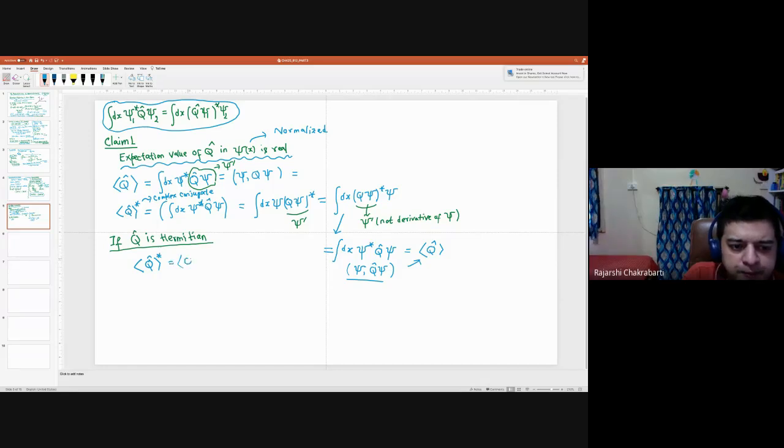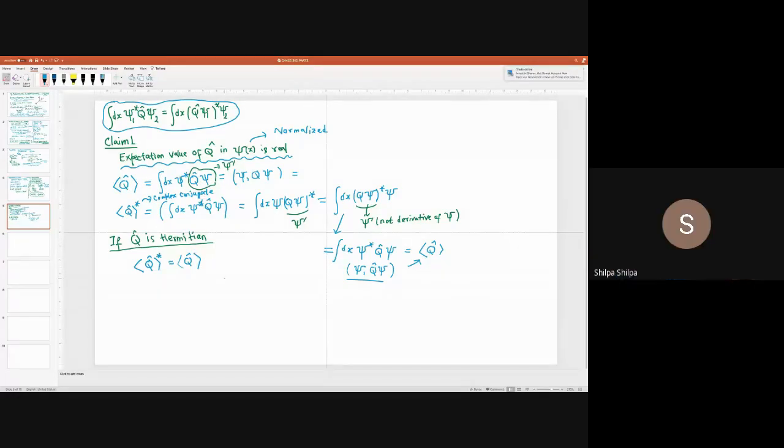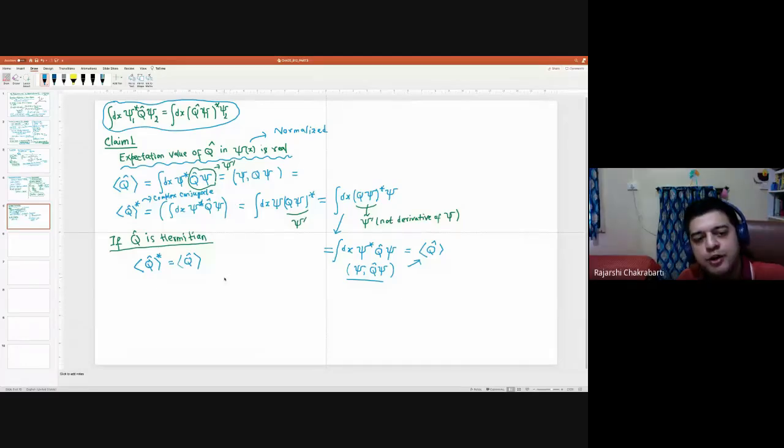What does it mean? This is possible when? This means we have proved that the expectation value of the Hermitian operator Q is real. This is claim 1.